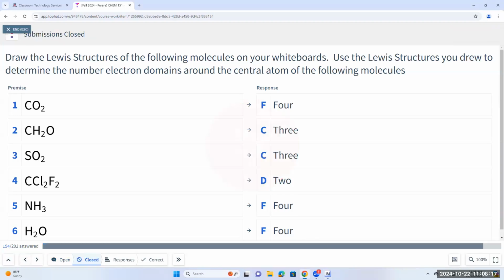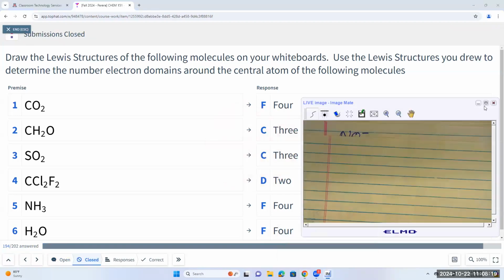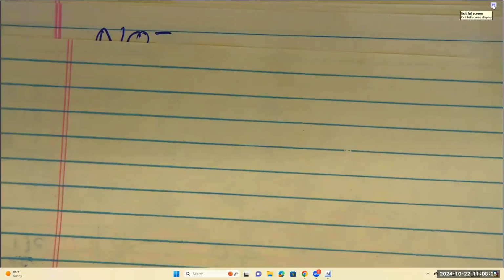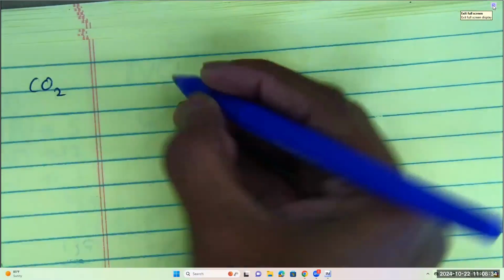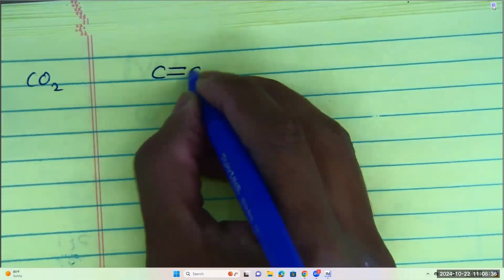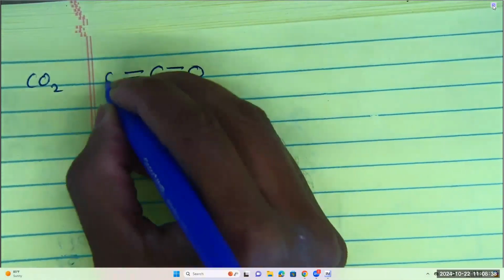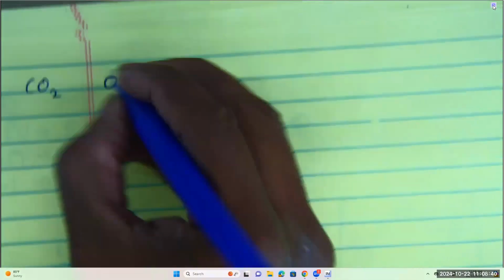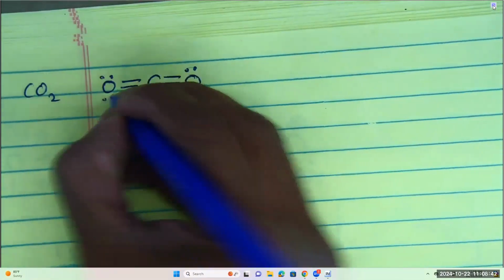All right. Before I look at your answers, I'm going to actually draw the Lewis structures for you. Okay, I think it starts with CO2. So first of all, CO2. We have carbon in the middle, oxygen, and then it should look something like this.